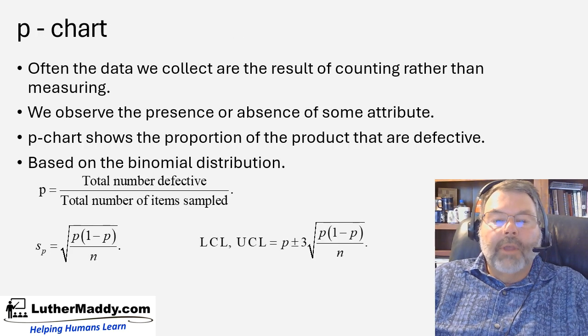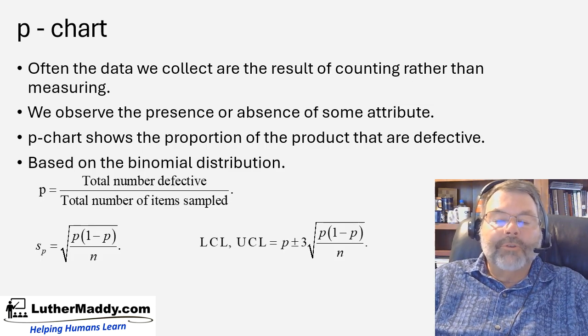Mean charts and R charts are the result of measuring something, measuring a range or measuring a mean. Sometimes though, we just determine it's good or it's bad. In that case, we would use a P chart, and the P of course stands for proportion. So what we're going to be doing is computing the proportion of the total number of defective divided by the total number that we sampled. We're then going to compute the standard error of the proportion.